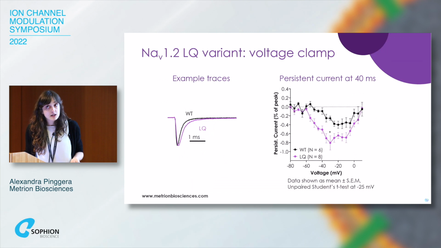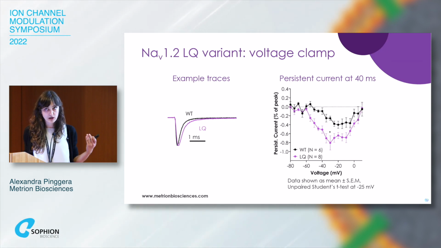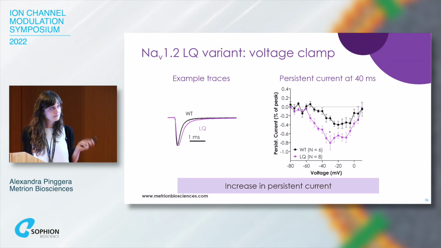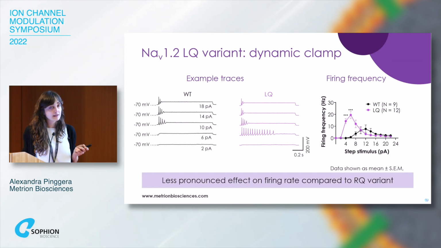Now, in this case, we only saw a marginal change on the inactivation kinetics, and we again had an enhanced persistent current over a large voltage range. However, when we performed our dynamic clamp approach, we saw quite a different firing pattern compared to the previous mutation. It still showed enhanced firing, but this was much less pronounced.